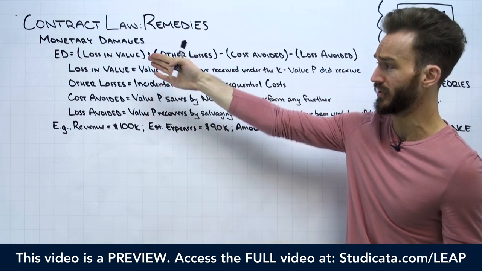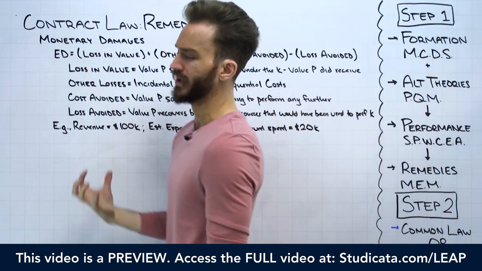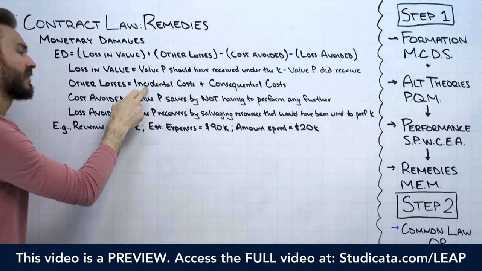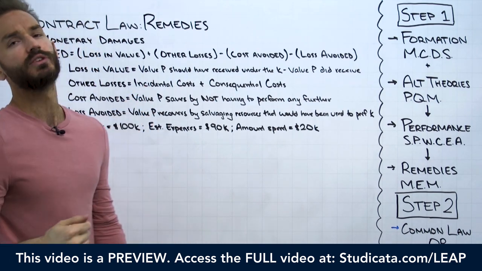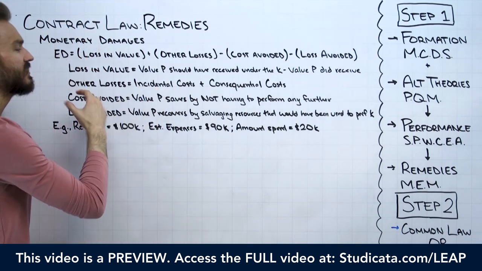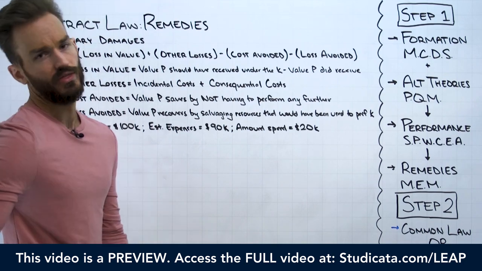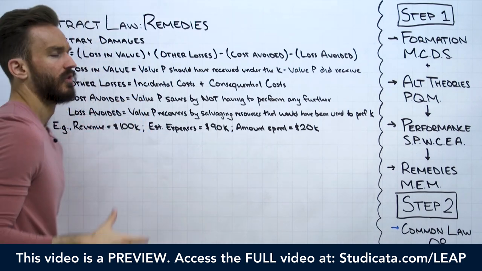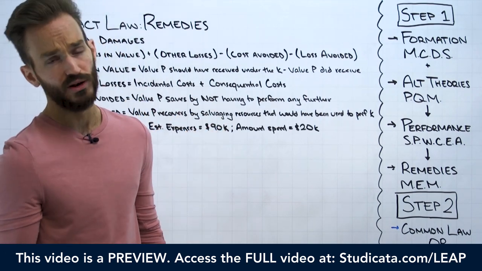We tack this on to our damages calculation. Other losses include incidental costs plus consequential costs. So what are incidental costs and consequential costs? An incidental cost is a general damage, right? It's a cost that would be typically associated with any breach of contract action. These are things like the cost of storing goods, the cost of finding a new buyer, the cost of getting a replacement. These are the types of costs that are typically associated with breach of contract actions. And as long as they're reasonable, right, the plaintiff is incurring these costs reasonably to avoid further loss, we're going to reimburse them for these incidental costs.